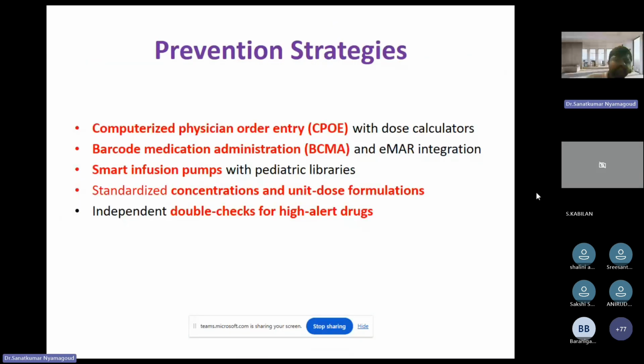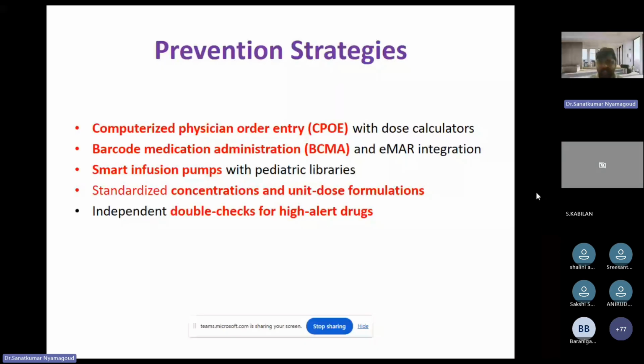We can prevent it by CPOE, that is computerized physician order entry with dose calculators. We can reduce the error by barcode. We can reduce the error by smart infusion pumps. We can reduce the error by preparing standard concentrations and unit dose formularies, and we can really reduce the error by doing a double check of high alert medications.